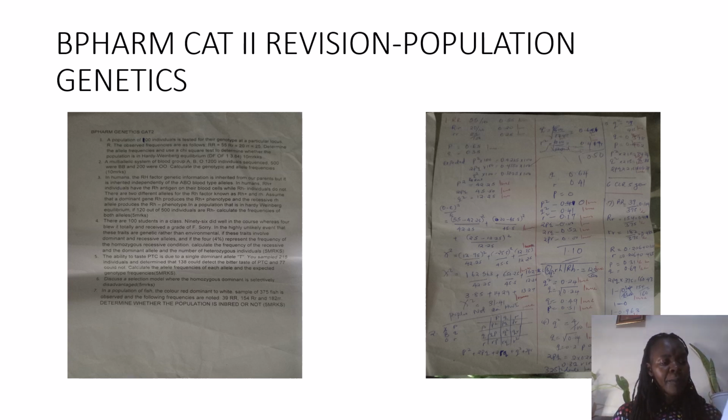Question number 4. There are 100 students in a class. 96 did well in the course. The 4% blew it totally. 4 out of the 100 blew it totally and received a grade F. 96 of the 100 students are fine, no problem. But we have to concentrate on the 4 who failed. We are not concentrating on the people who passed.